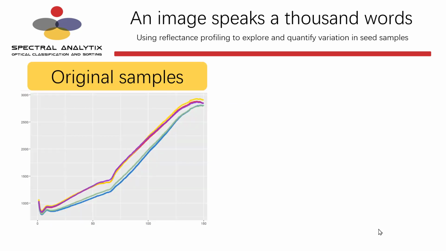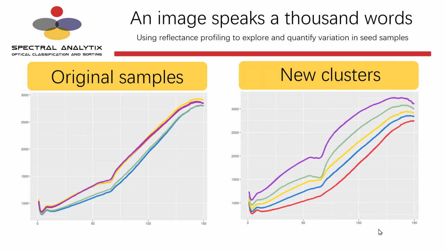If we now go all the way back and look at the average profiles of the 5 seed samples, we can see that they are quite similar but generally divided into 2 groups. But we can also look at the average profiles of the 5 clusters, and we can see that they are very different and therefore capture much more of the variance than the original sample IDs.